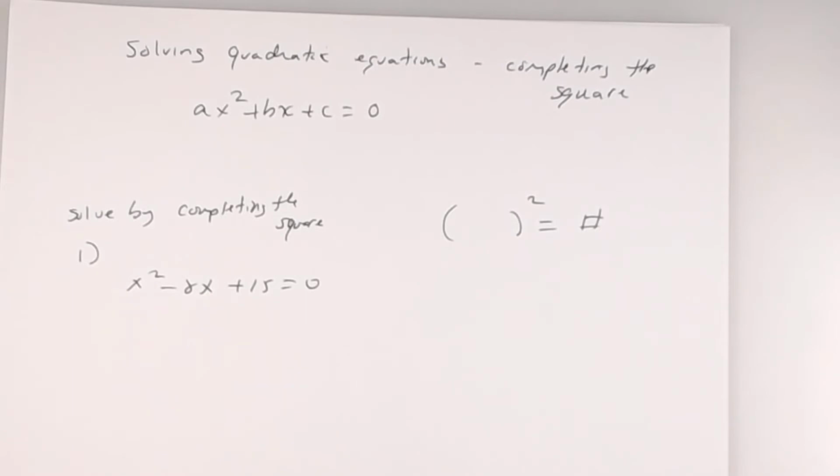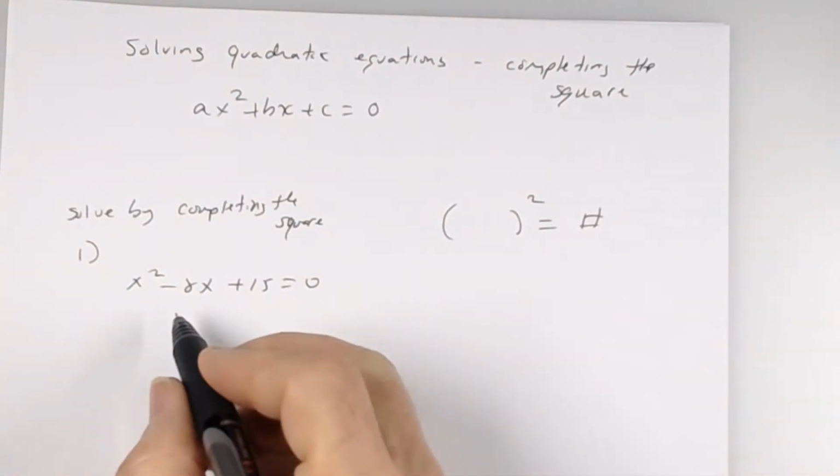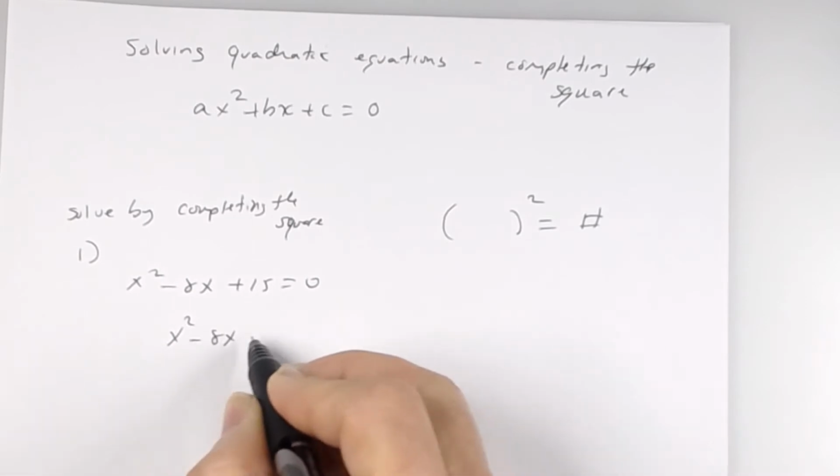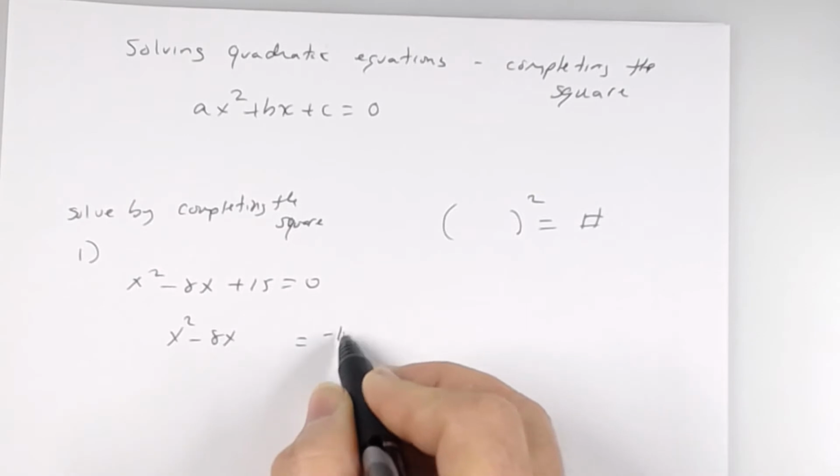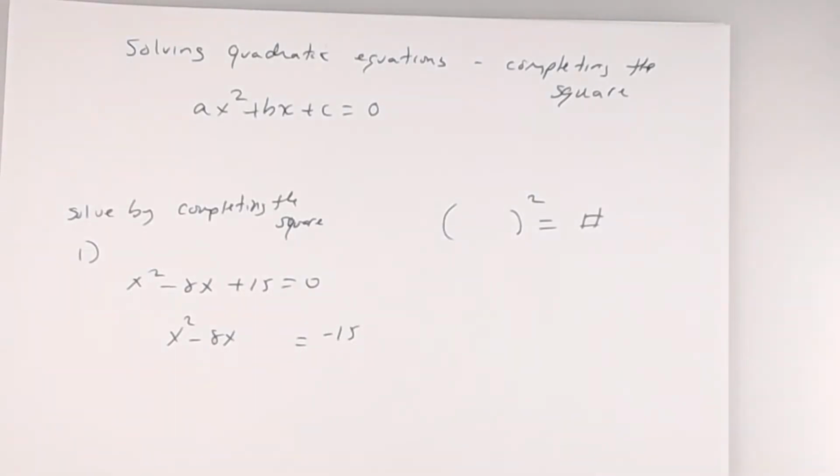Step 2. Step 2 says, isolate the variable terms on one side, your constant on the other. So that means I have to do what? Subtract 15 from both sides. So I'm going to get x squared minus 8x. Leave some space here. Equal, and then negative 15. And you can see why I said leave a space. All right, so that was step 2.